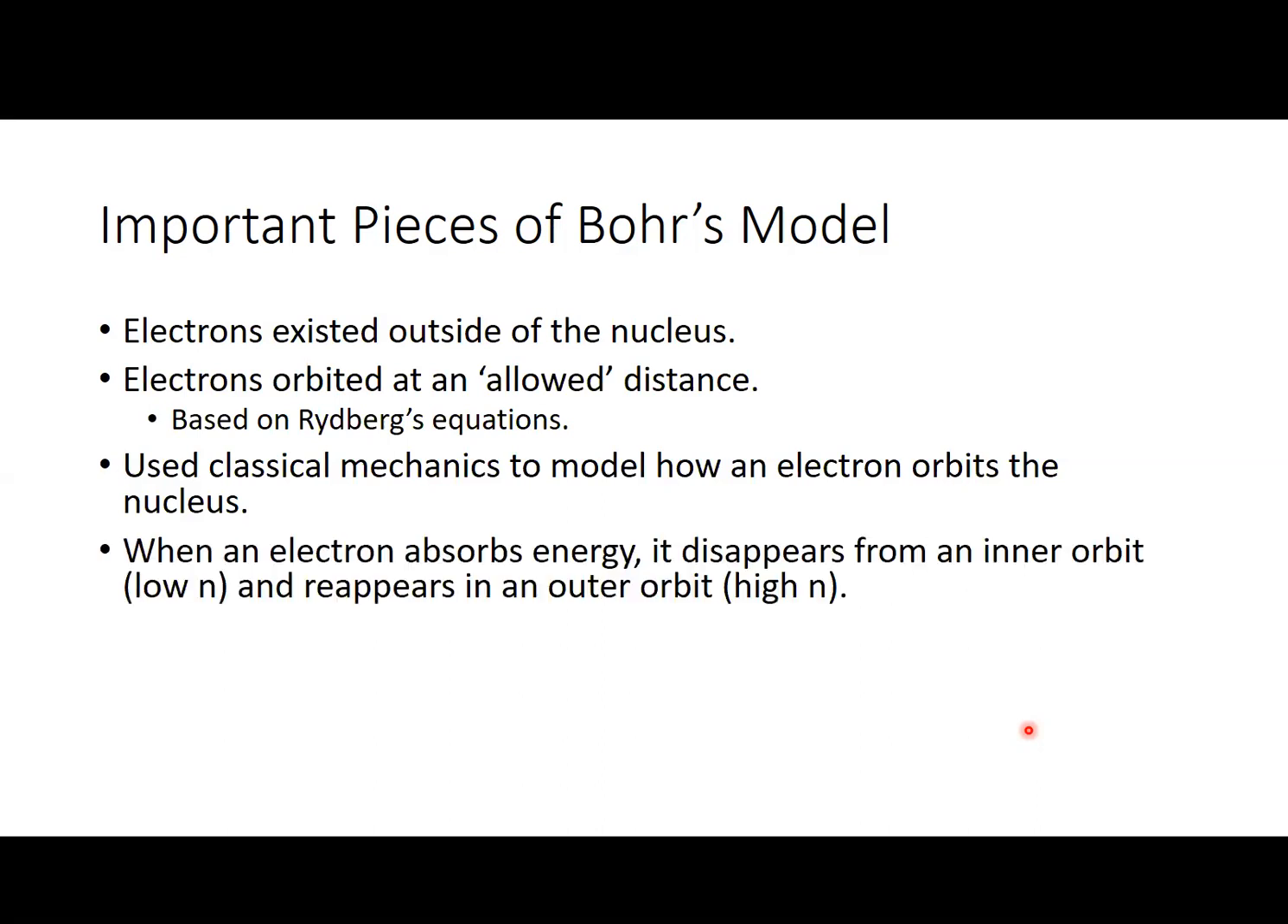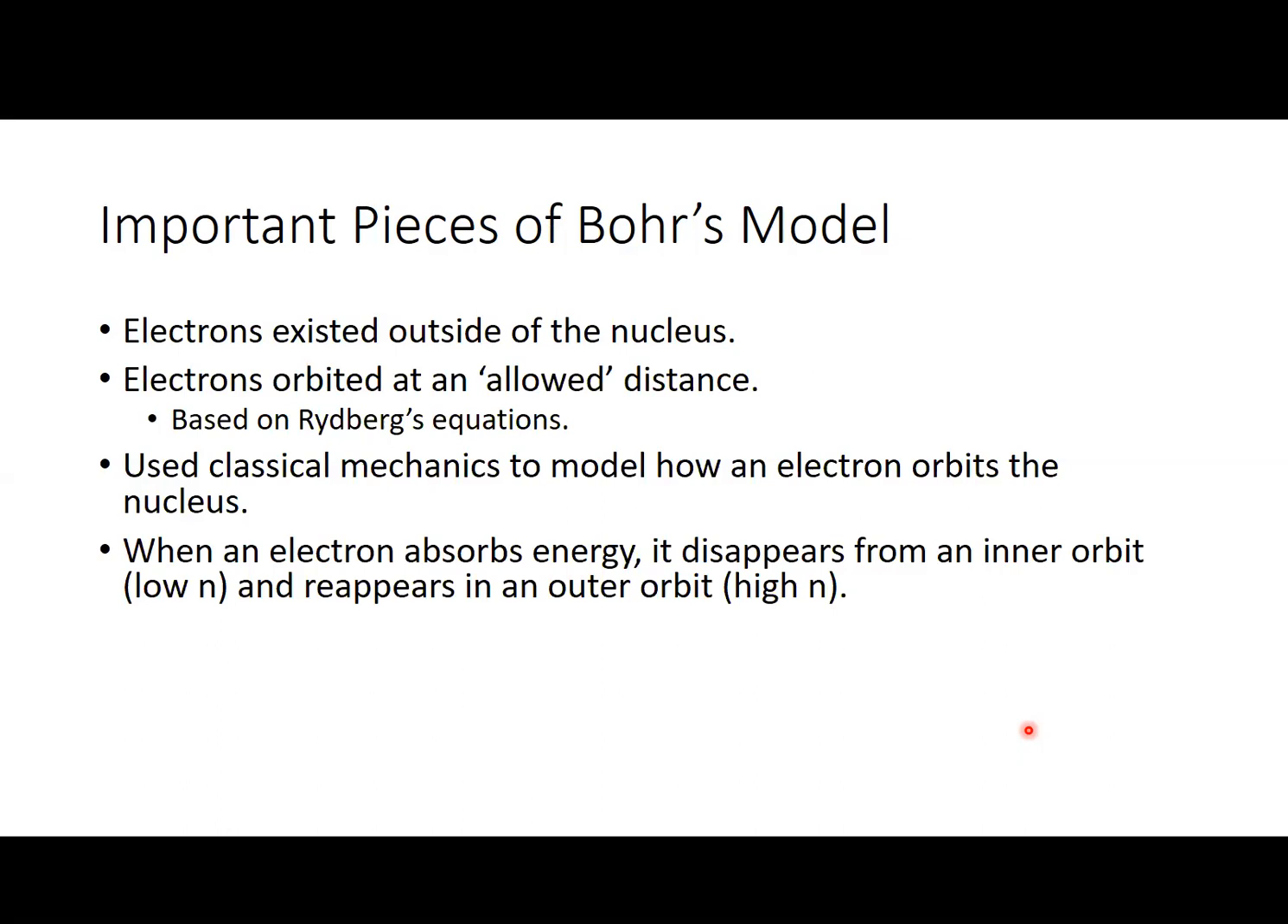And when an electron absorbed some energy, it disappeared from an inner orbit and reappeared in an outer orbit. So absorbing energy meant that an electron went from close to the nucleus to far away. And that's absorption. Emitting energy meant that it came from far away, closer to the nucleus, and that difference meant that energy was being given off.